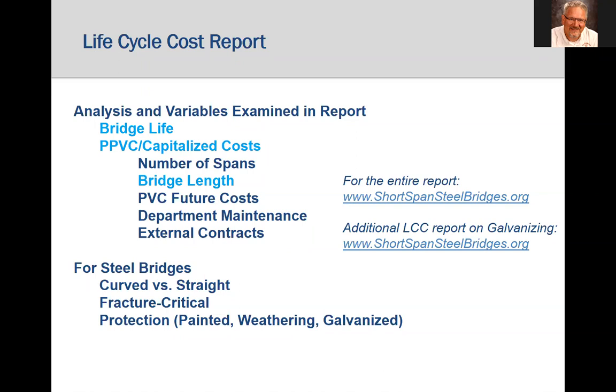Here in Lecture 2, we will look at bridge life, capitalized costs for the entire database, and then capitalized costs for short-length bridges, as shown in blue here. But the full detailed report can be found at www.shortspansteelbridges.org, the host website for the Short Span Steel Bridge Alliance, as we talked about in Lecture 1. And then after this study was completed, an additional study was performed to look at the life cycle costs of galvanized steel girder bridges. And that report can also be found at the website.